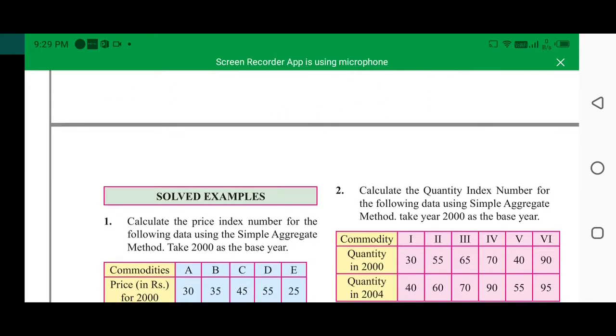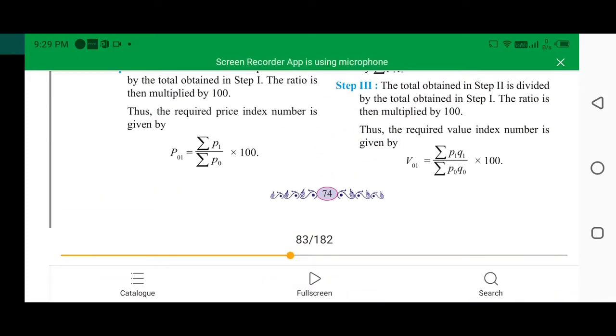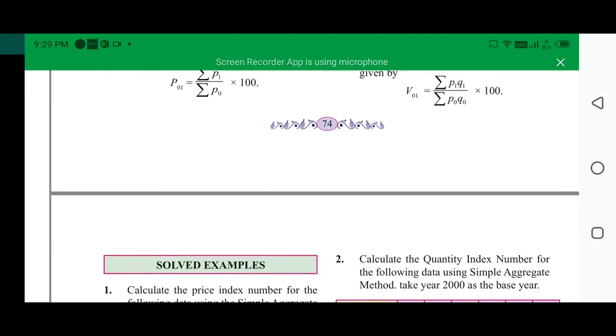Okay, so based on these three formulas that I stated here, we will calculate the price index number, quantity index number, and the value based index number. So with the given formulas I will explain to you.